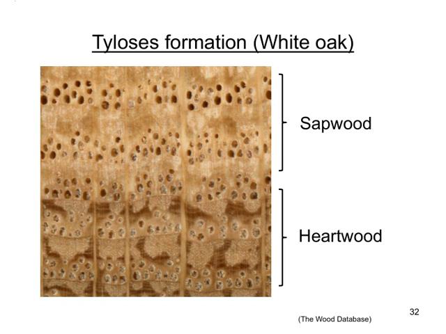Understanding these layers and processes like tyloses formation helps us appreciate why white oak is such a valued material in woodworking and construction. Its natural resistance to moisture and decay makes it ideal for things like barrels, flooring, and furniture. So, recognizing these key features allows us to better select and utilize oak in our projects.